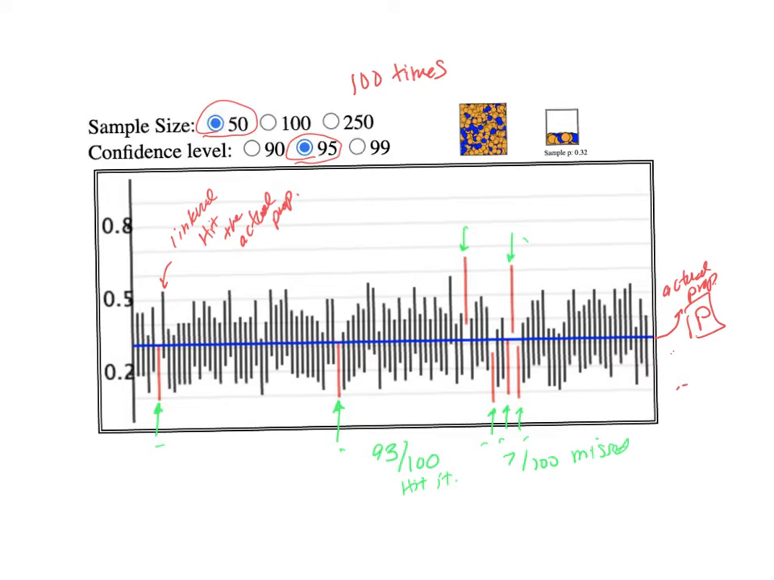And when you're out in the real world, you'll take your one sample and you'll create your interval, and you don't know which one of these intervals you actually got. Is it one that hit? Is it one that missed? But you can tell from looking at this, more than likely, your confidence interval actually will contain the true proportion.